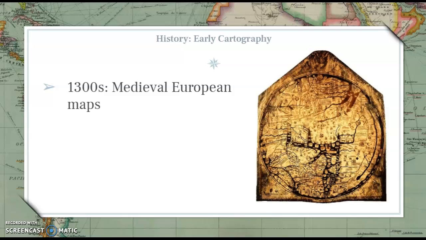Maps during this time were called Mappa Mundi, and the map that I have pictured here is called the Hereford Mappa Mundi, which is the largest medieval map ever created. One fun fact of this map is that it shows the center of the map to be Jerusalem, and it also labels what we know as Europe as Africa, and Africa as Europe, so the labels are flipped on this map.